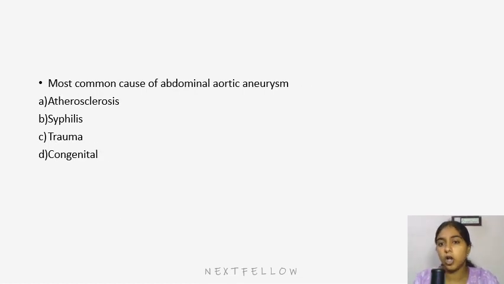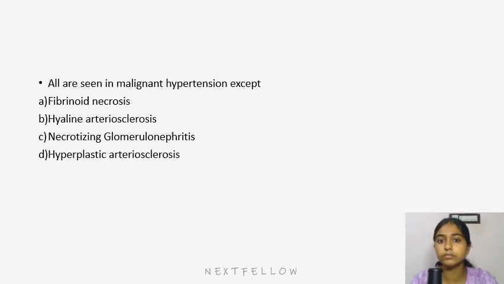The most common cause of abdominal aortic aneurysms: atherosclerosis, syphilis, trauma and congenital. So the answer is atherosclerosis. So atherosclerosis will damage the intima layer, media layer of the blood vessels. So it may cause vessel weakening and lead to aneurysm.